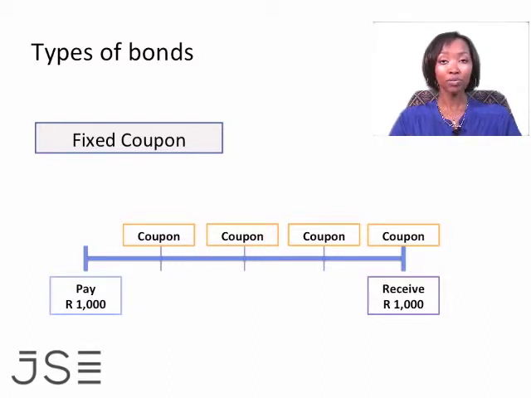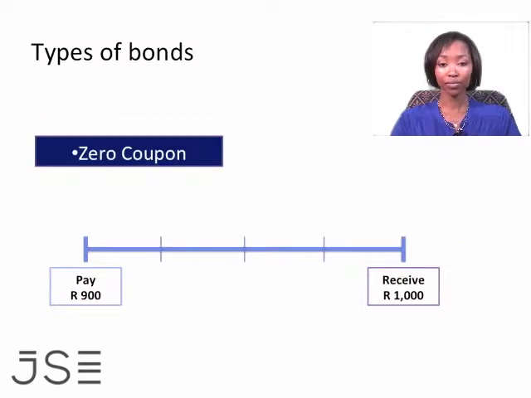And a fixed coupon bond means that the coupon stays the same. The coupon rate never changes, which means that the coupon size or the interest amount never changes throughout the life of a bond. And then we also have something known as a zero coupon bond.